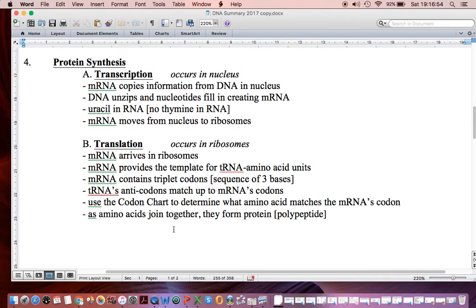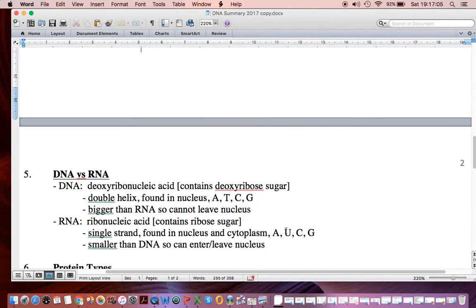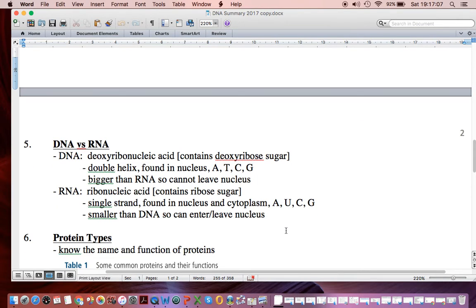Anyways, once you put amino acids together, they form a protein. And you might say, what's this polypeptide? Well, it means you put amino acids together. Poly means more than one, so you put more than one amino acid together with something called a peptide bond.